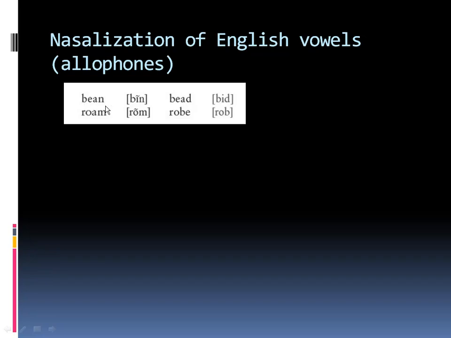So here, what you need to do is pinch your nose with two fingers, okay? And then say bean, bean, bean. Do you feel a little nasalization going on? But when you pinch your nose and say bead, bead, there's nothing going on there because the air is not going through your nasal cavity. Okay, let's try again. Roam, roam. Feel something? When you say robe, robe, nothing's happening. It's very crucial that you try this.